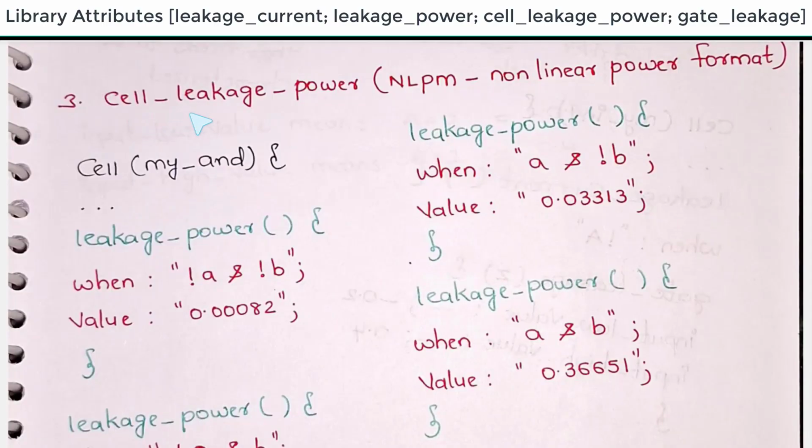Next one, let us see what is cell leakage power. This comes under NLPM format, which is non-linear power modeling. The example here is an AND gate. Here is the leakage power when A is 0 and B is 0. This is a value.